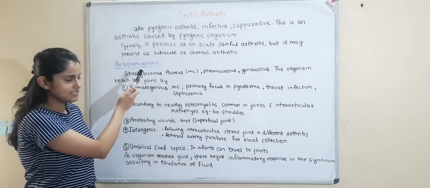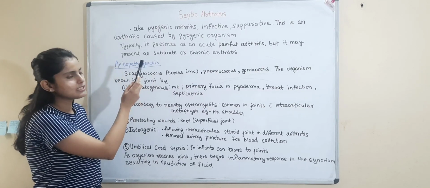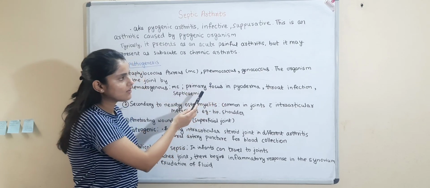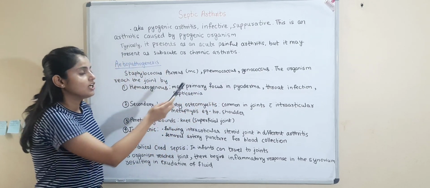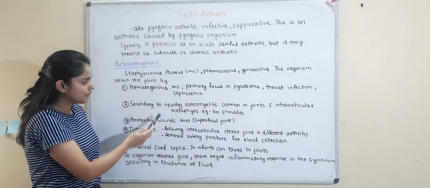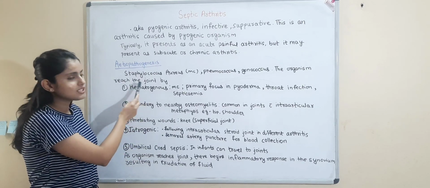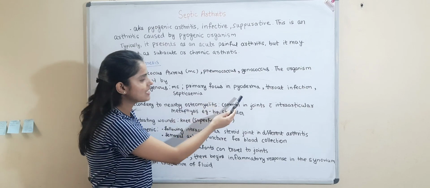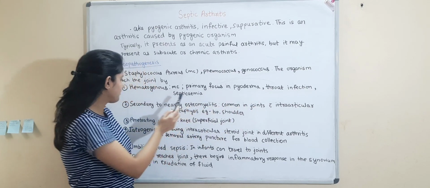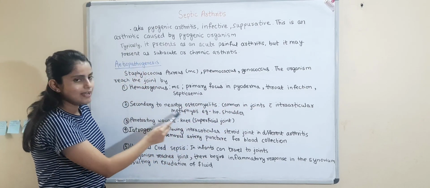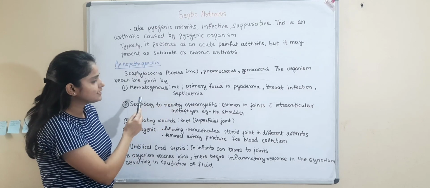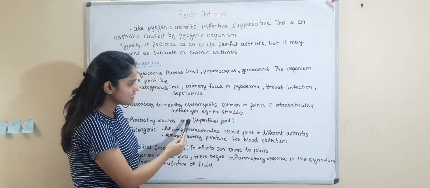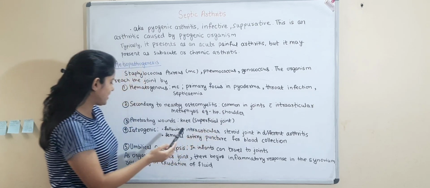On etiopathogenesis, the most common organism causing septic arthritis is Staphylococcus aureus. Pneumococcus and gonococcus can also cause septic arthritis. The organism reaches the joint by the following routes. The hematogenous route is the most common route, in which the primary focus of infection is in pyoderma, throat infection and septicemia. From nearby osteomyelitis, the organism can reach the joint, which is common in joints with intra-articular metaphysis, for example hip joint and the shoulder joint.